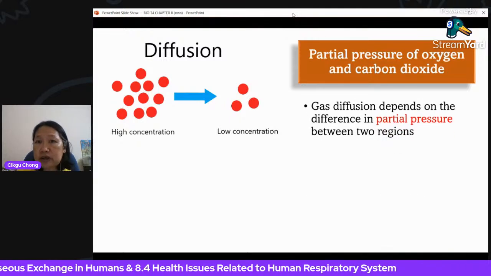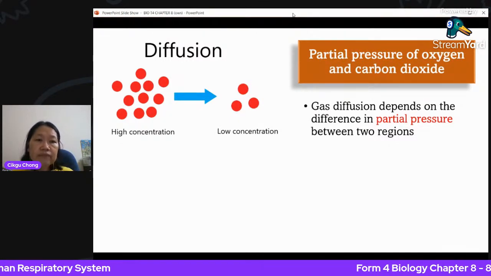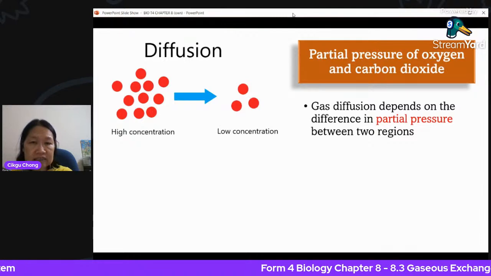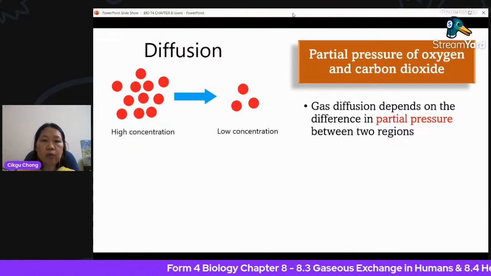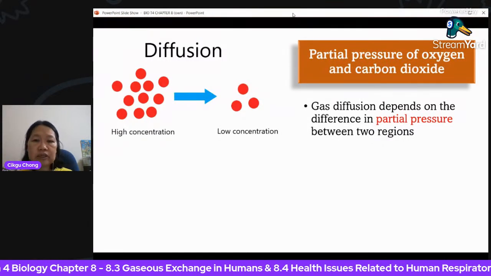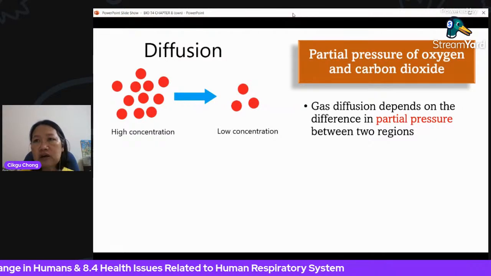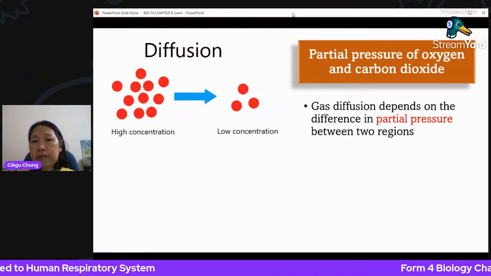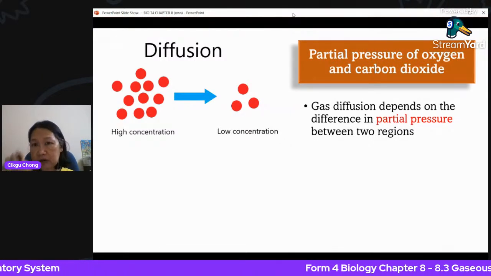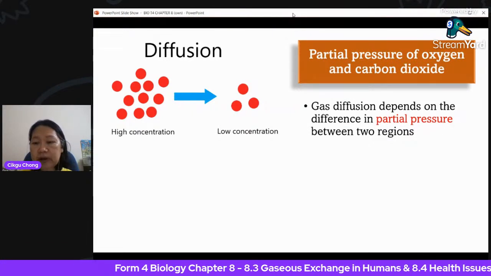This is a law, right? If you have more, you will try to move away from a region that has more into a region that has less. So for gas diffusion, where it diffuses from and to always depends on the difference in partial pressure between the two places. So try not to use concentration of gases, but use this correct term called partial pressure. Partial pressure we will symbolize with a capital P, as in PCO2 and PO2, as you will see in my diagram.